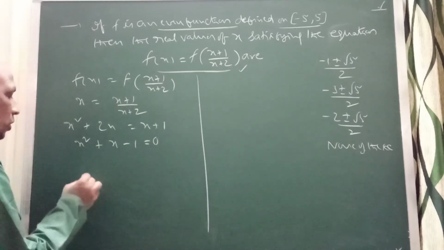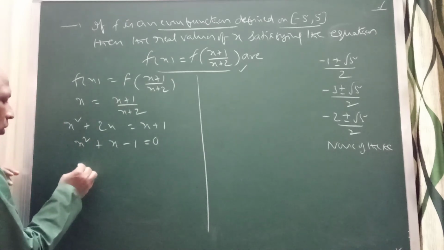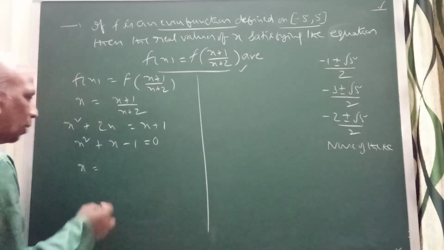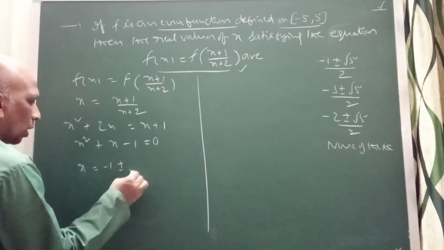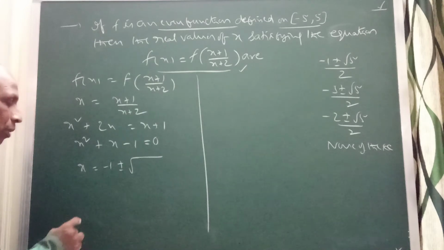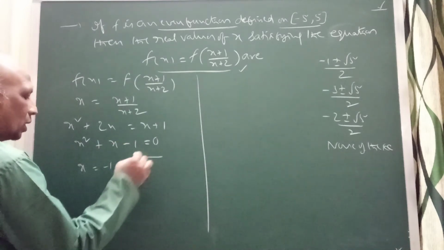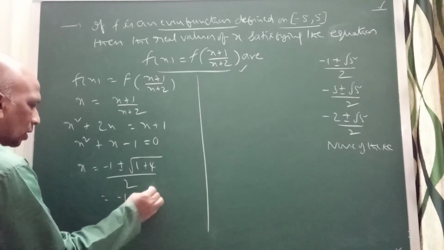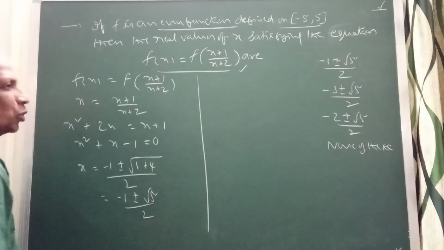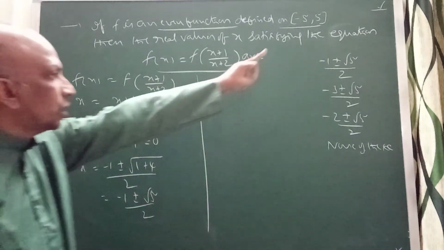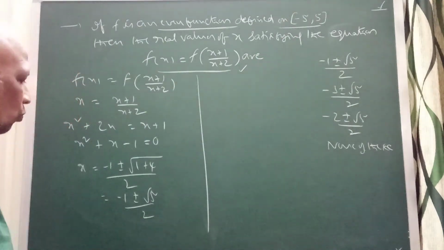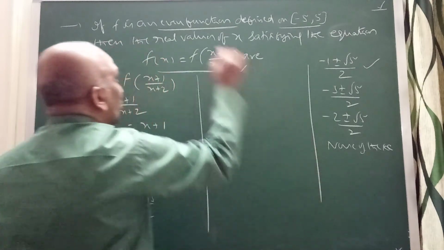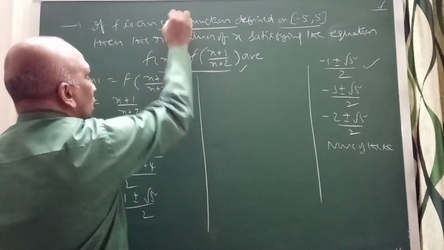Now you transfer this side: x square plus x minus 1 equal to 0, right? So no factors here, you will get irrational roots. Use minus b plus or minus root of b square minus 4ac by 2a, you will get minus 1 plus or minus root 5 by 2. So that one option is there, minus 1 plus or minus root 5 by 2. But the given f is an even function.